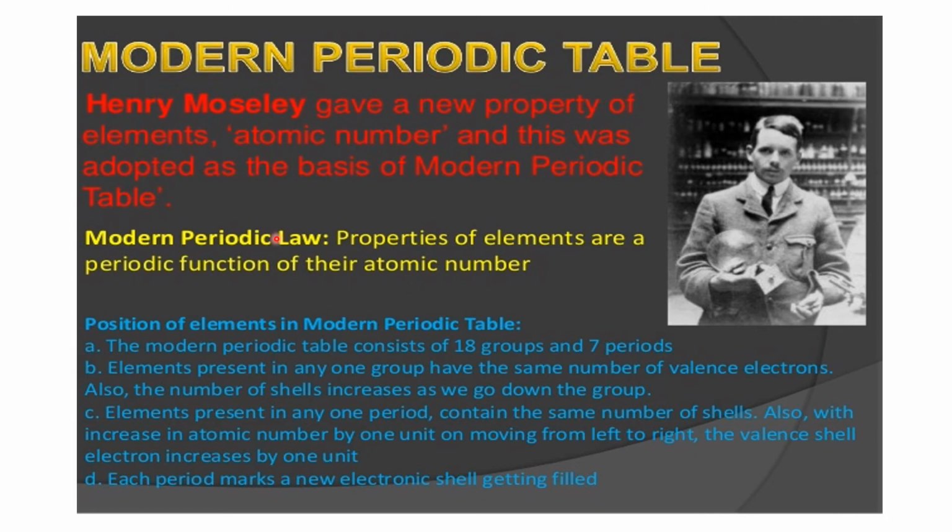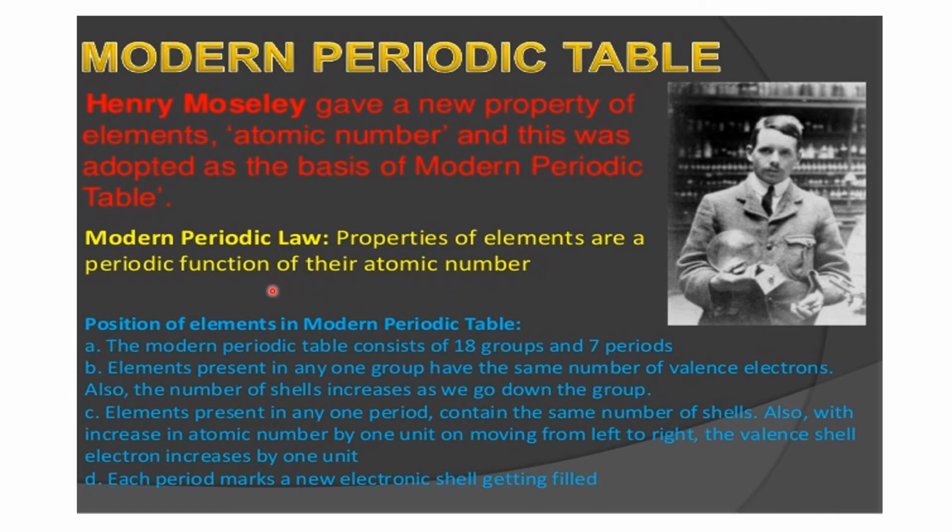I repeat again, the modern periodic law: the properties of the elements are periodic functions of their atomic number. So Henry Moseley proposed that when elements are arranged in increasing order of atomic number, the properties of the elements are periodic. The properties which are periodic are due to the atomic number of the elements.